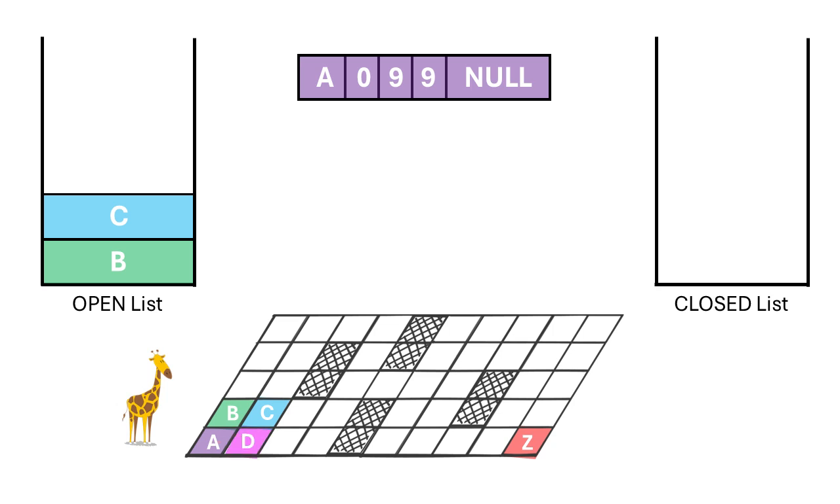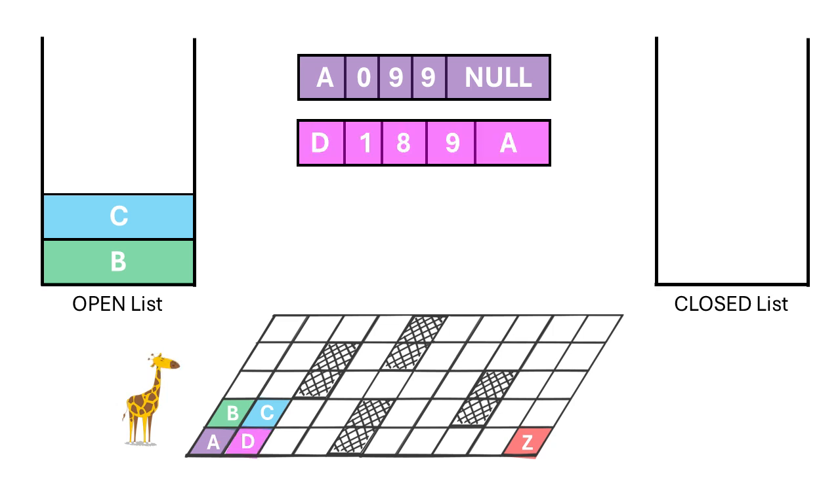The last node is node D, which has a g cost of 1 from node A, a h cost of 8, giving us an f cost of 9, and of course the parent node is A.